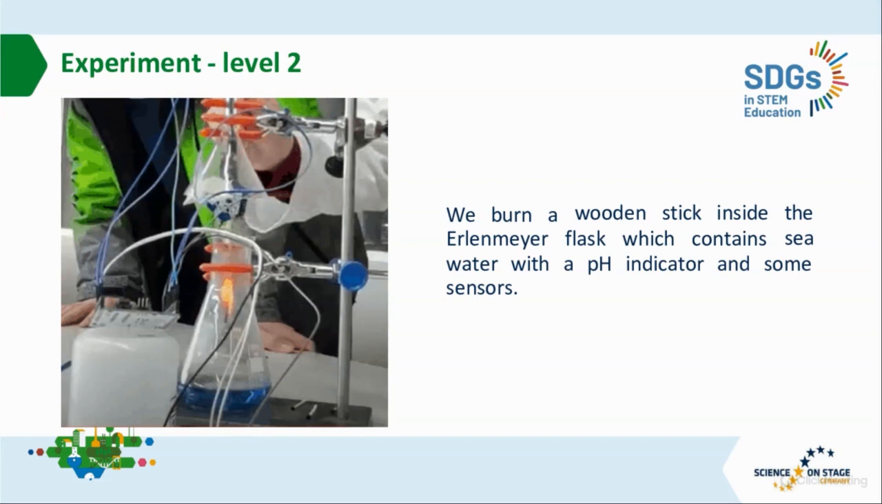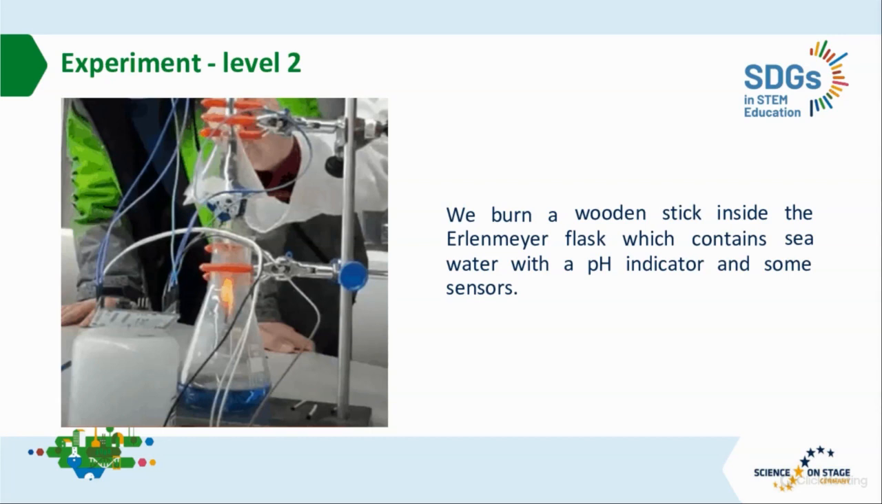And here you can see the flame on top of the Erlenmeyer flask. So we are burning a wooden stick. On top of the Erlenmeyer flask, we have an upside down funnel. And in that funnel, we placed two sensors. We placed a CO2 sensor, the same one that we used before, and we also placed a humidity and temperature sensor.